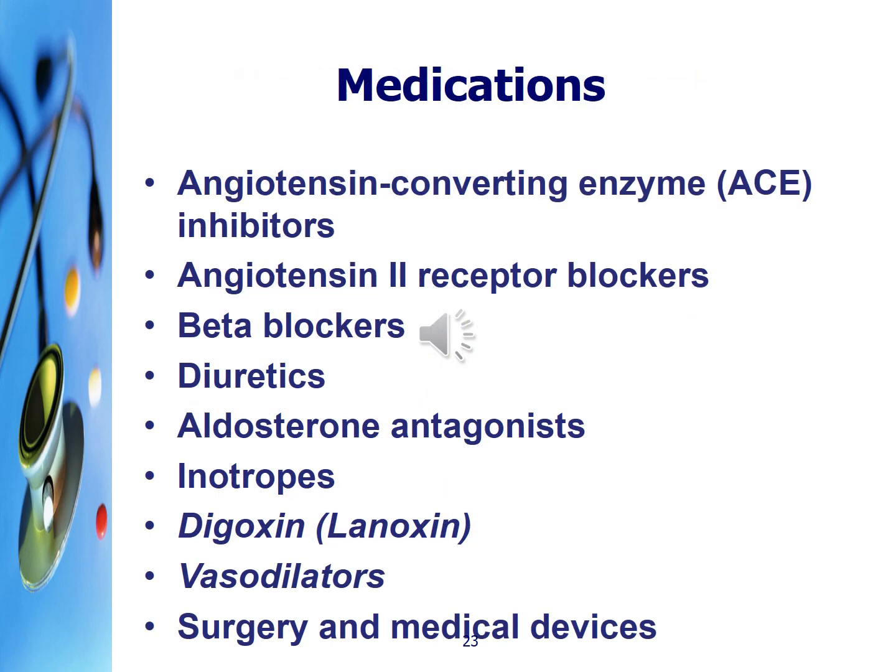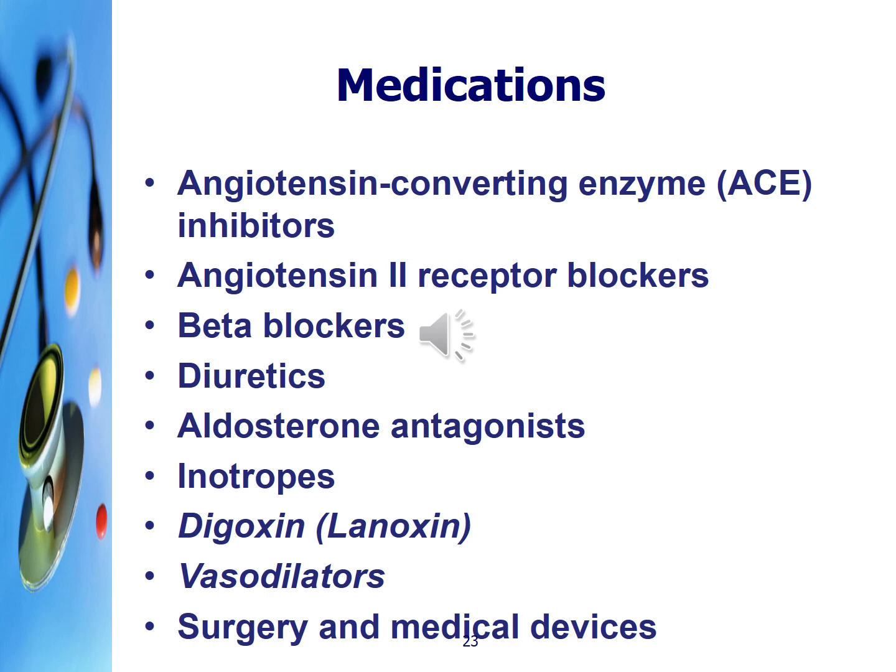So just to talk about the medications, if the patient is in heart failure, then the patient may be on different types of medications, a combination of medications depending on the patient's symptoms. So they would be on ACE inhibitors, angiotensin 2 receptor blockers. An example of this would be your Cozaar or your Diovan. Beta blockers, like your Lopressor, your Coreg, those types of medications. Diuretics, of course, like your Lasix.